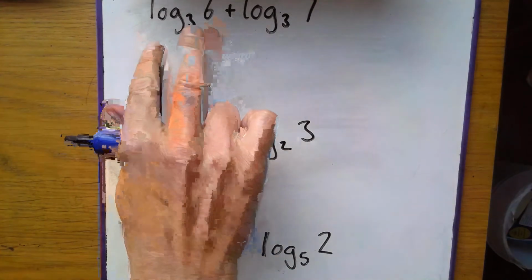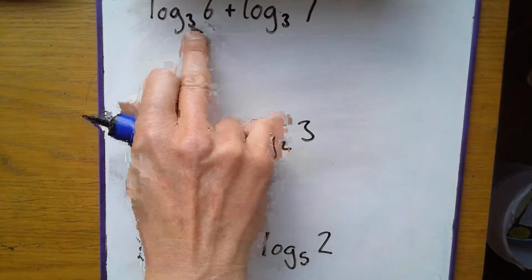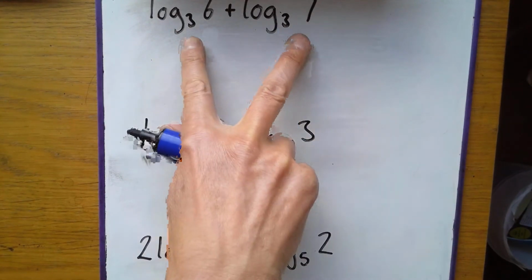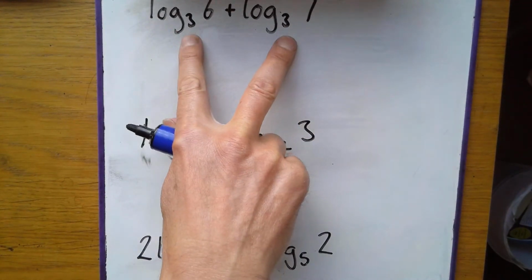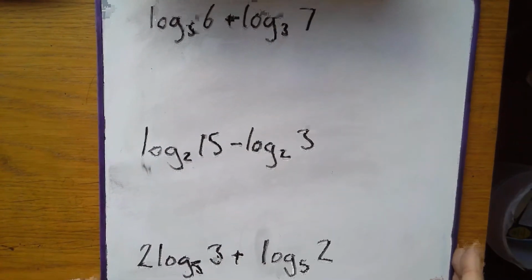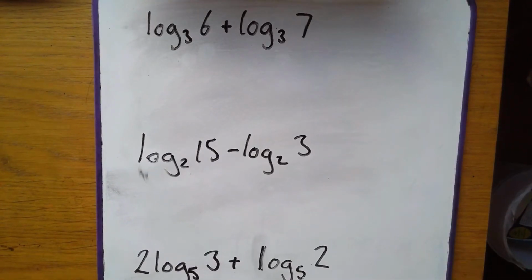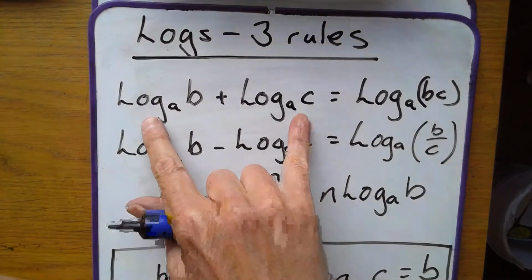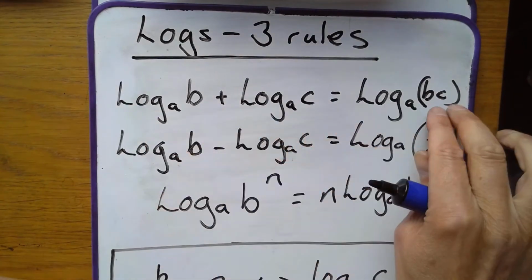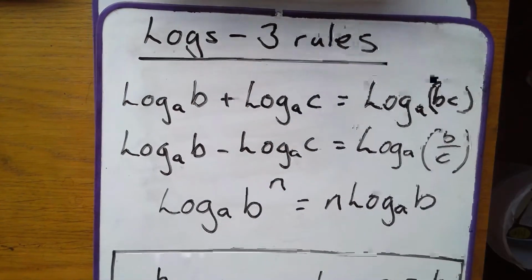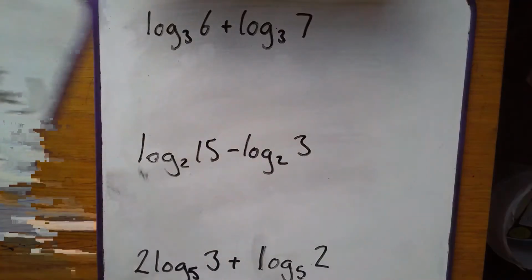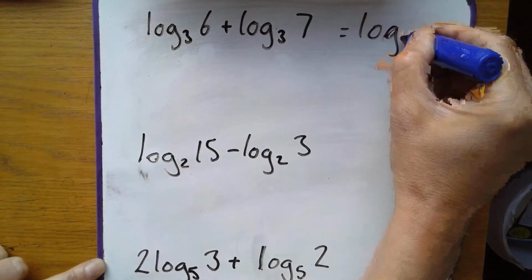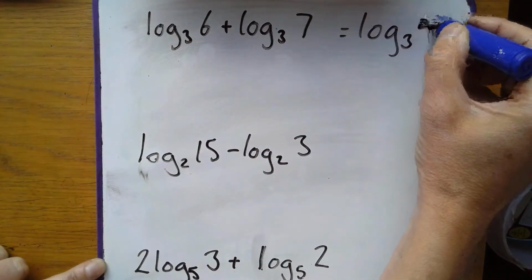So I've got log to base 3 of 6, and I've got log to base 3 of 7. So those two bases are the same, so I can bring those two together by my first rule of logs. Remembering, if I add two logs together with the same base, I can multiply the numbers and it becomes a log of that to that base. Okay, so nice and straightforward. So that becomes log to base 3 of 42.